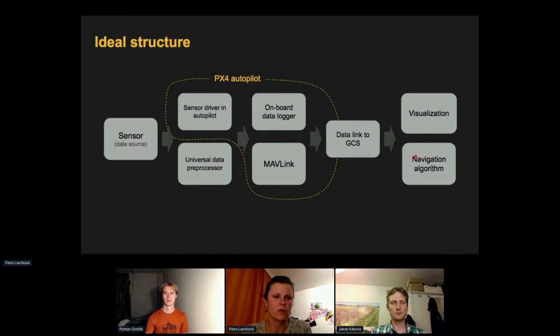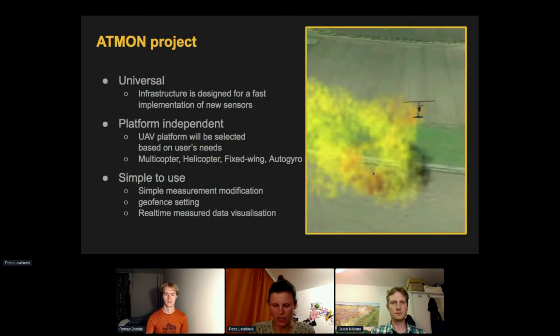Thank you, Roman, for this summary. And now let's see examples of the measurement systems based on a project that we've developed.